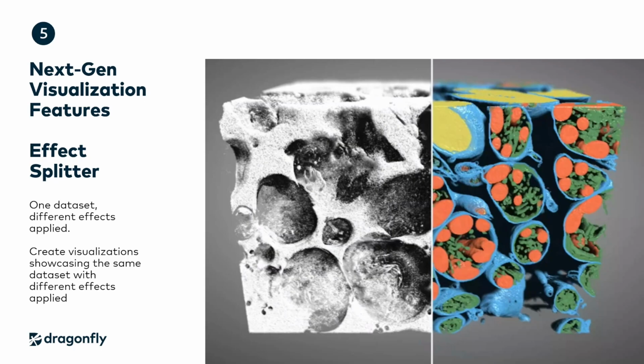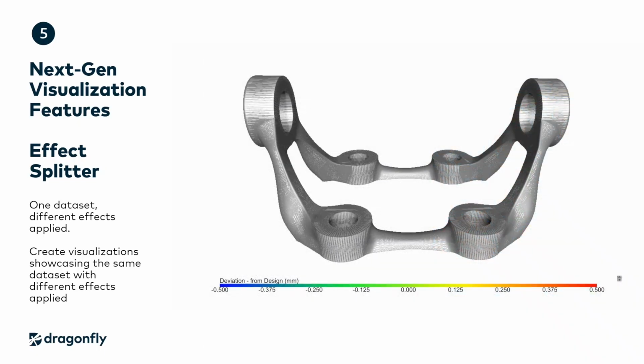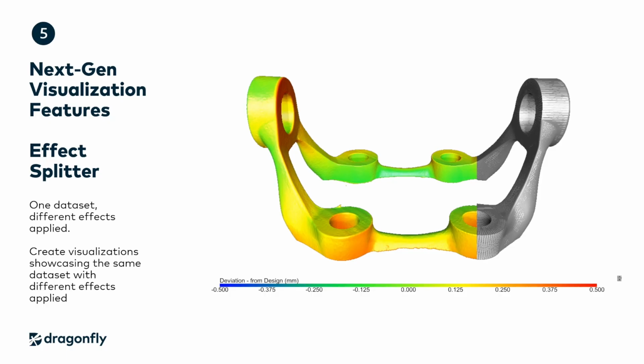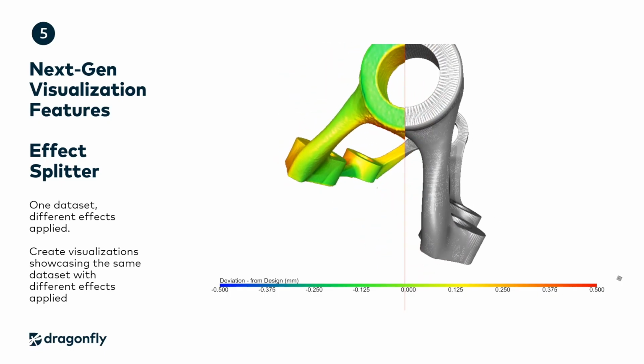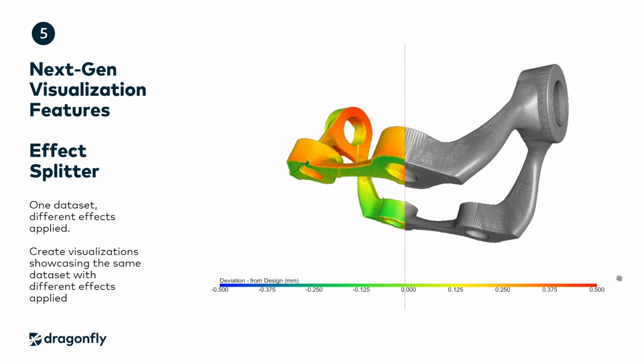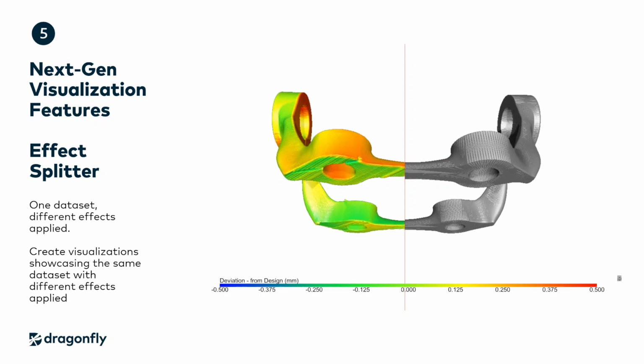Finally, we have several next-gen visualization features, unlocking powerful new methods to present your results. The first example I have here is the effect splitter, which allows you to display side-by-side visual effects in a single window for easy comparison. In this example, we have a design file on the right and the actual file on the left with an analysis overlaid on it. The splitter stays constant while the part is rotating, but can also be shifted easily left or right to highlight more or less of one effect.